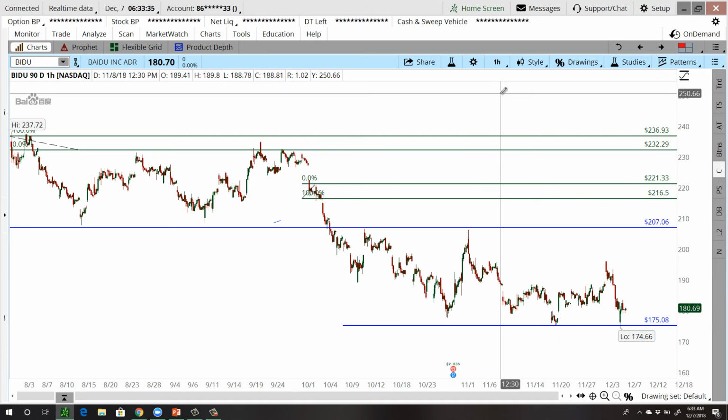Now, I'd love to see a little bit of basing before we break down before that level. That's always key when I'm looking for a breakdown, is what my basing looks like in front of that level.